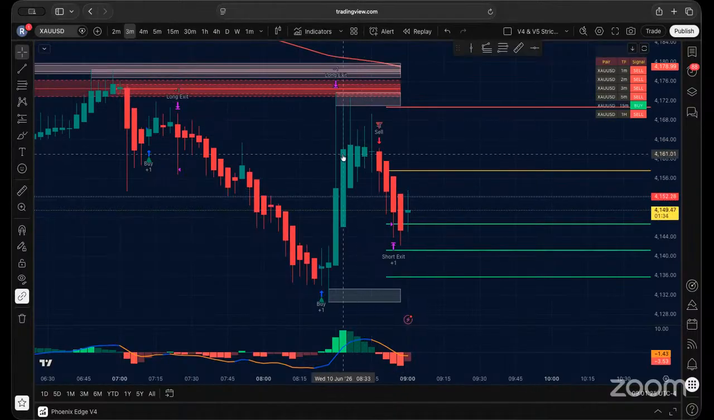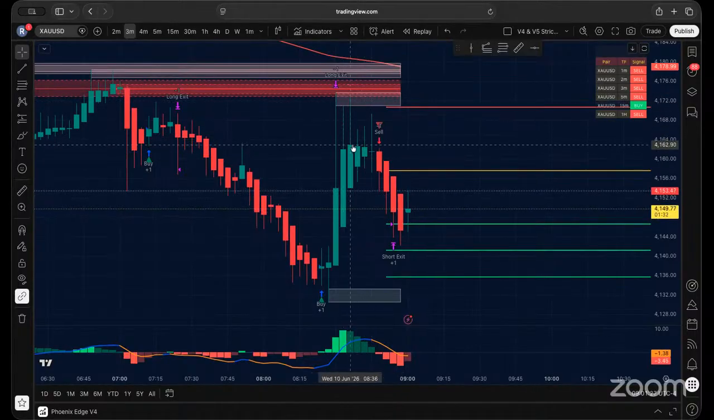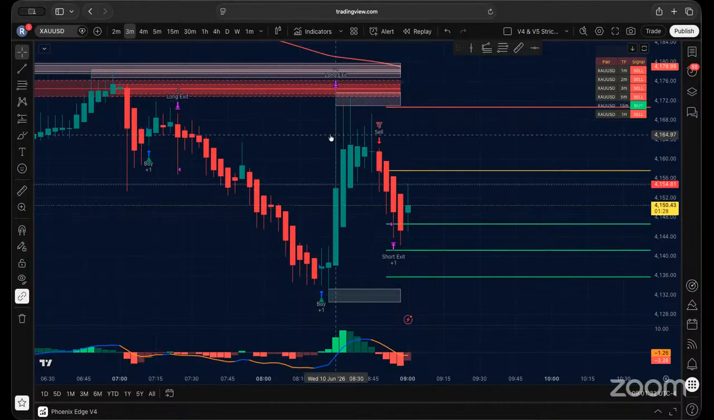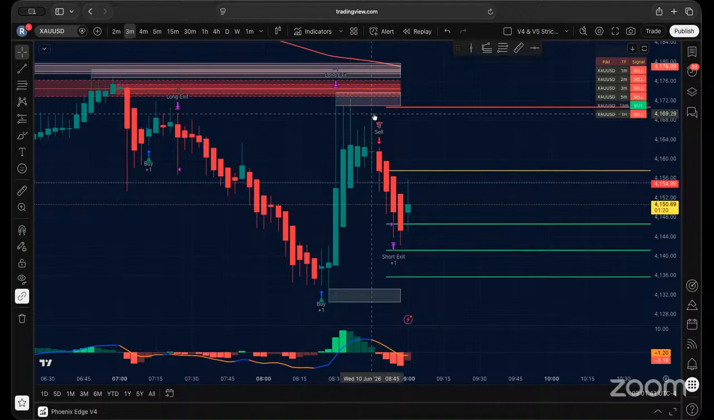And then it took a while. It had a few wicks. All of these wicks tell me, even without Phoenix showing me the resistance area, that price is having a hard time closing above this particular area because we have 1, 2, 3 wicks. And after that third wick, it tried again with this doji. And then sellers came into the market.